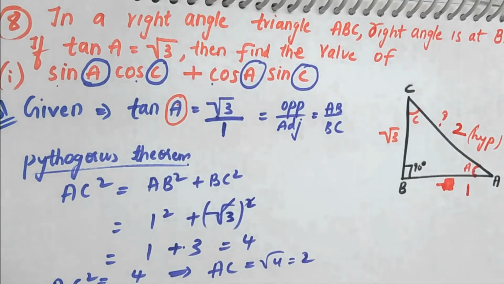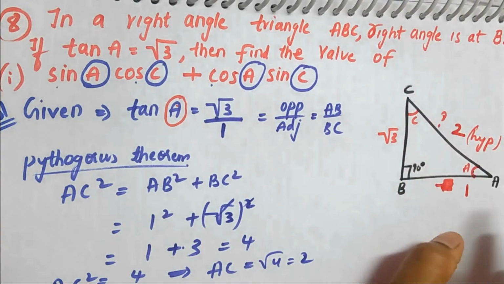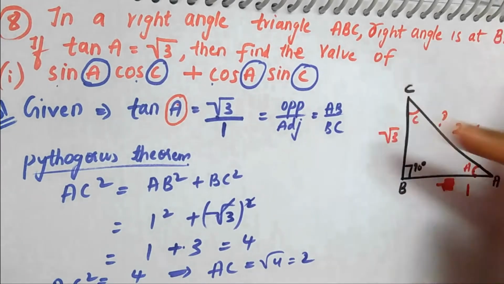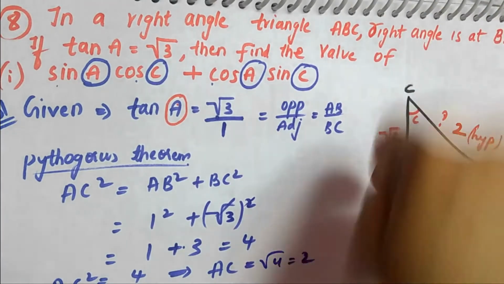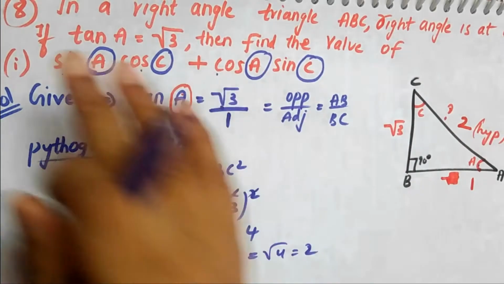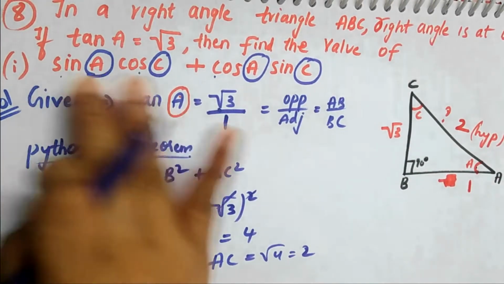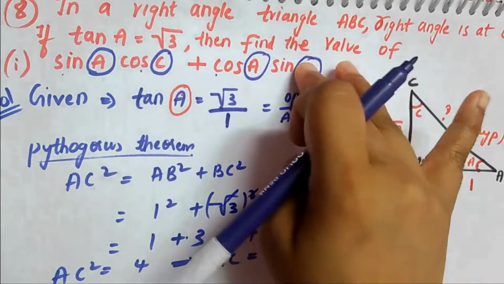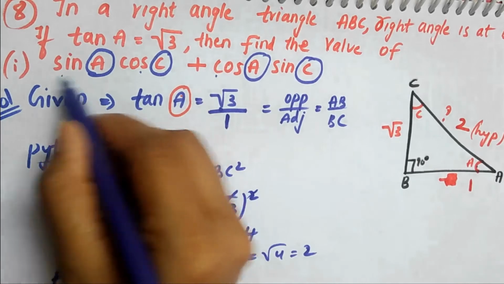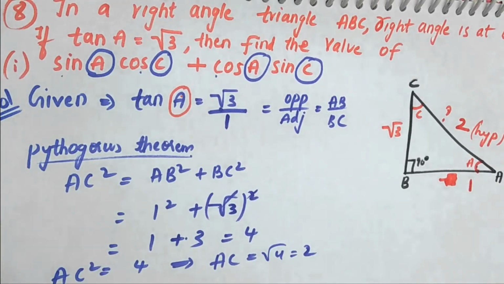Let's not write all these things here because we have to see from two points of view, that is from angle A's point of view and from angle C's point of view, right? So let it be. Now let's first complete our ratios. What are the ratios that we need to find out? Sin A, cos C, cos A, sin C. They all are different, right? So first let us find the ratios of A.